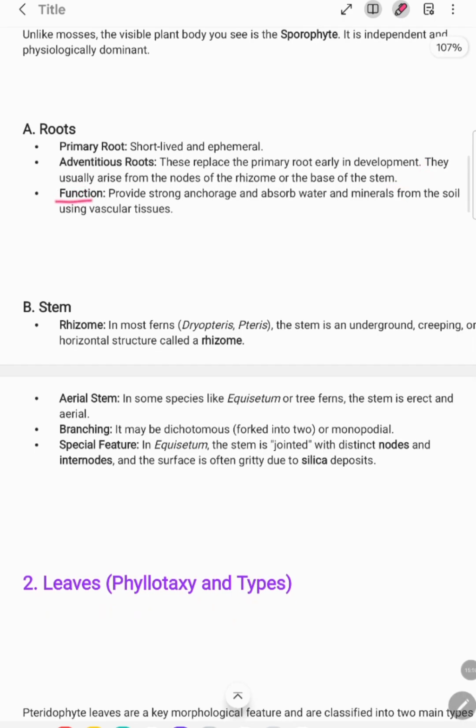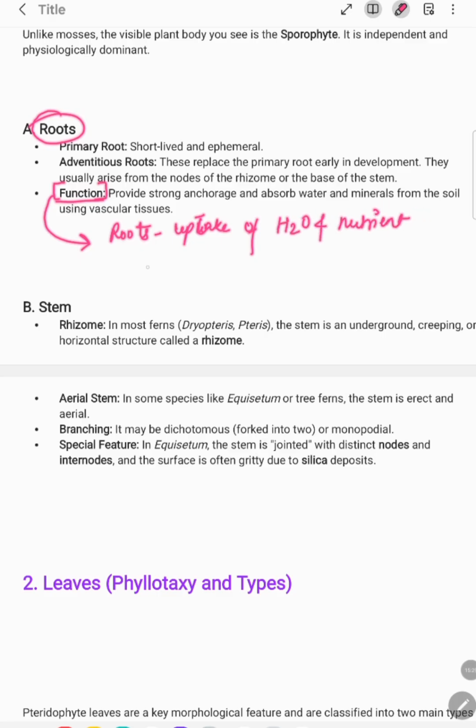Now, what is the function of the roots? As we have discussed multiple times, roots are responsible for the uptake of water as well as nutrients. Apart from that, they are also responsible for anchorage with the substratum. They help the plant in anchorage with the substratum.